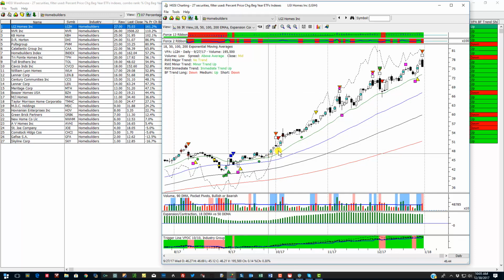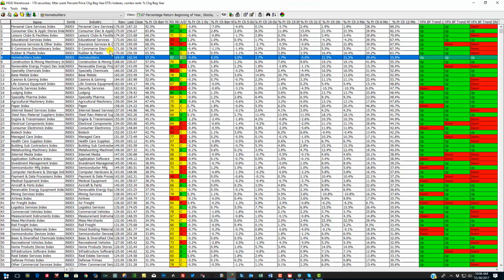Stayed well above the 18-day exponential moving average most of the time, and when it did come down and correct a little bit over a 2-day period, it held at the 18 and just started going up again. Okay, I'm going to go back to the industry groups, and this is something you can do yourself. You can just come in here, use the percent return beginning of the year, and see how these groups have done.